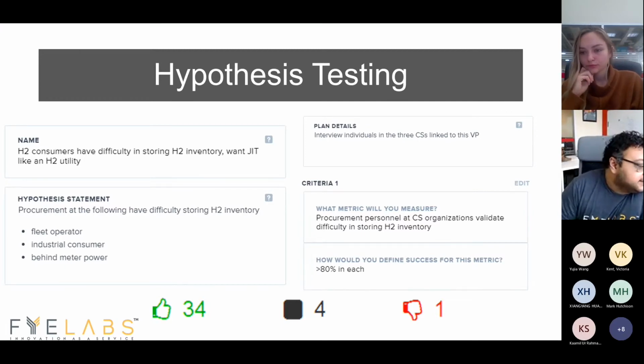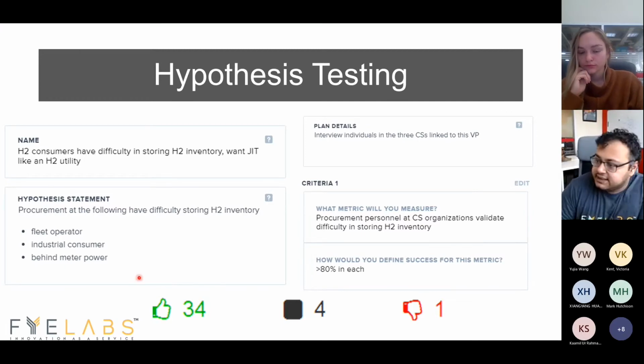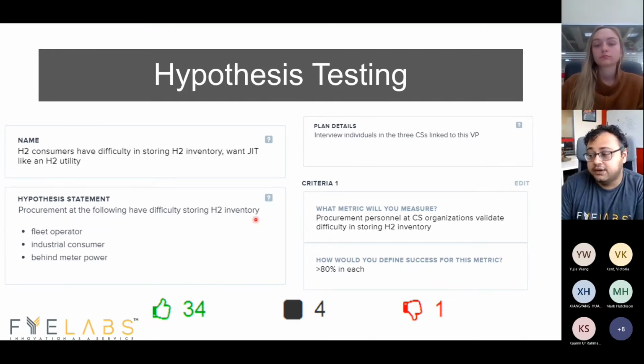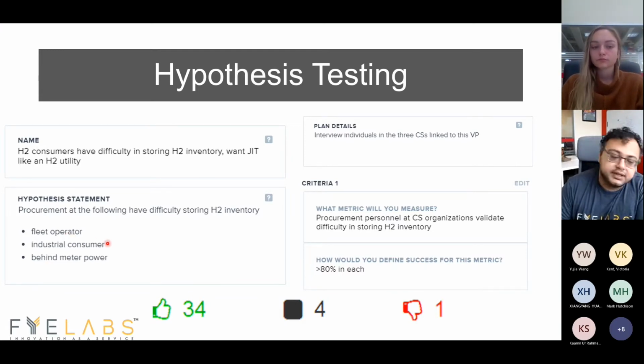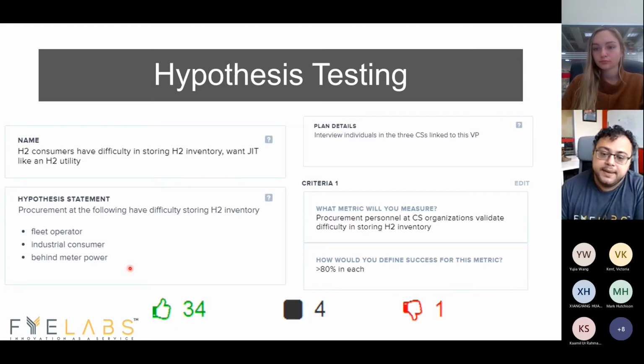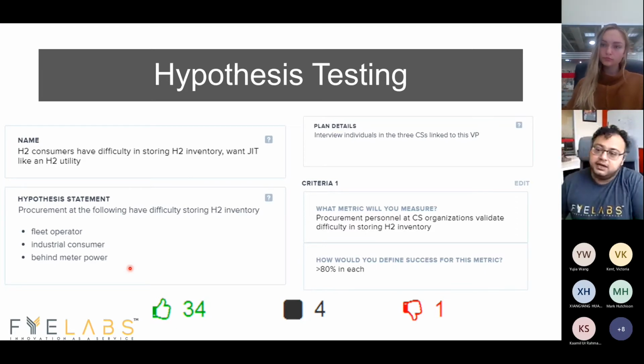If I were to test this hypothesis, what I would do is create a hypothesis statement that procurement at the following have difficulty storing hydrogen. For instance, a fleet operator that uses hydrogen for vehicle fuel, an industrial consumer such as a semiconductor manufacturing facility that uses hydrogen for specific types of reactions, and behind-the-meter power. Behind-the-meter power refers to situations where you use hydrogen fuel cells to generate power in a facility behind the meter, so you're no longer drawing power from the utility.